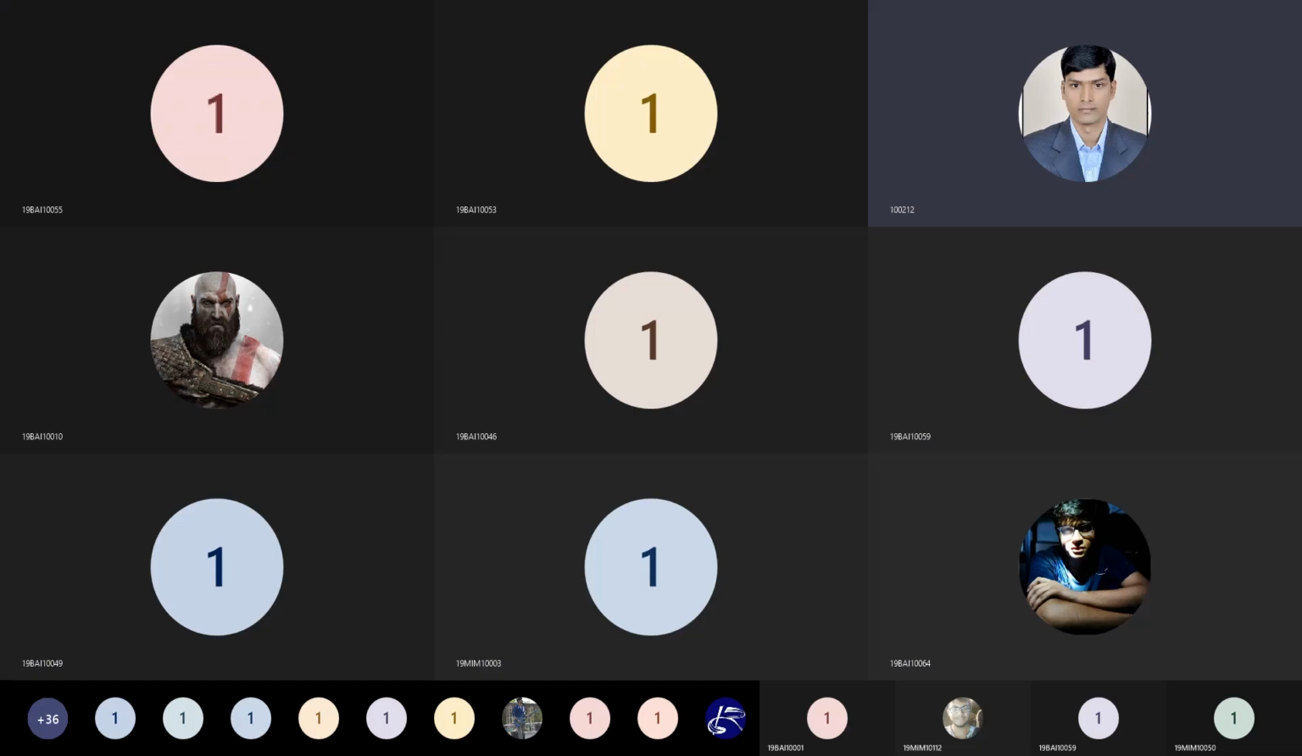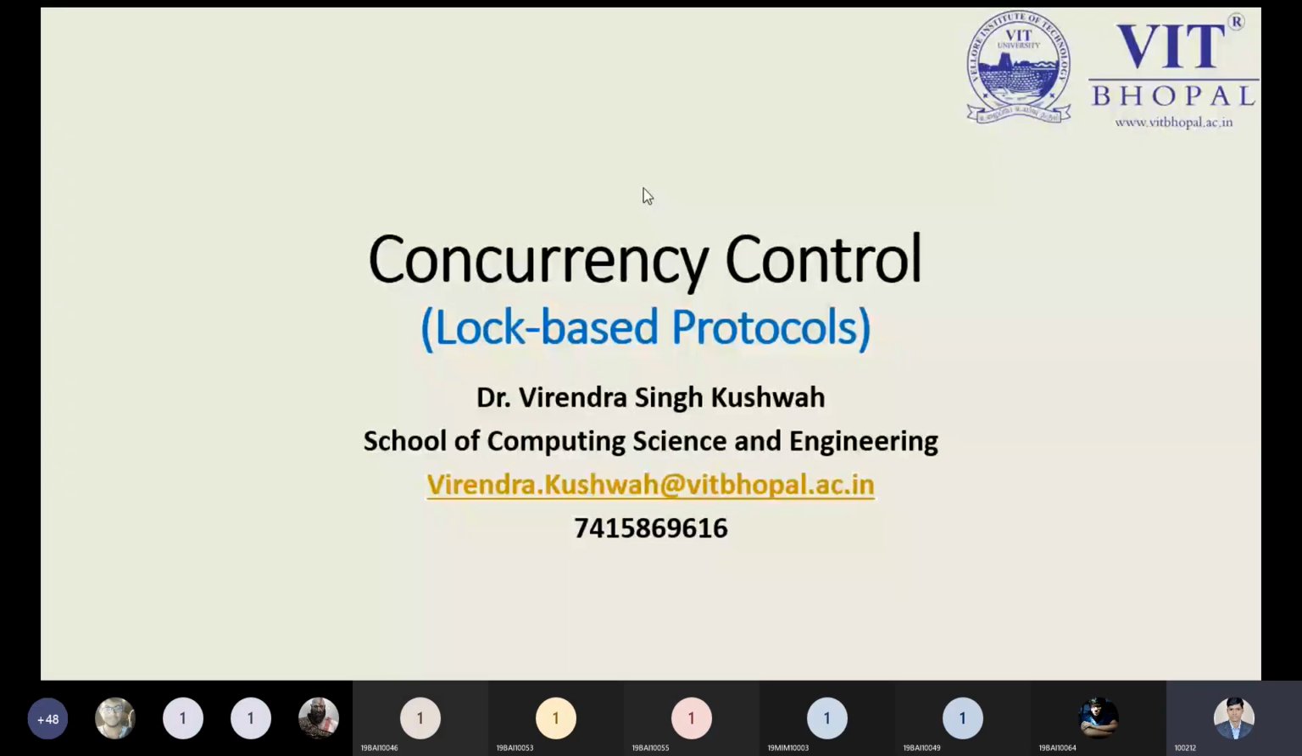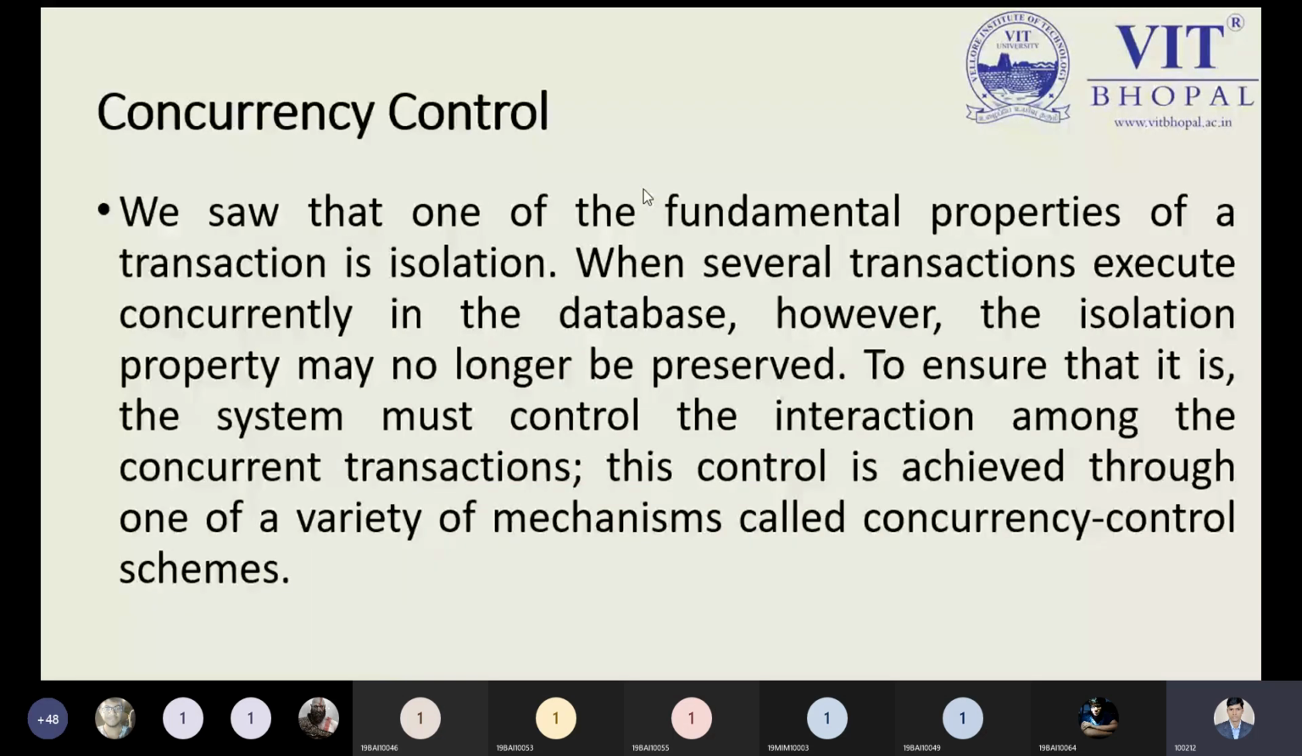Today we have a topic, log-based protocol, under concurrency control. And what is meant by concurrency control? We have seen what is meant by concurrency control. Concurrency control is mostly applicable where you are talking about concurrent execution. But when talking about the concurrent execution of transactions, how to manage or control those transactions comes under concurrency control.